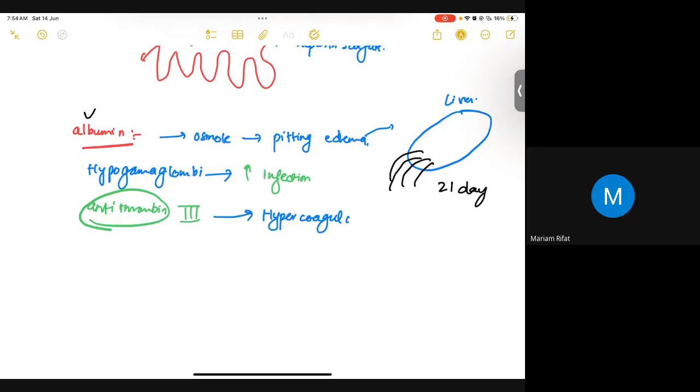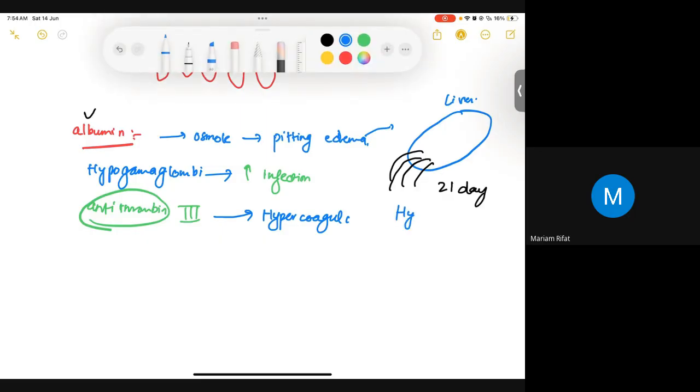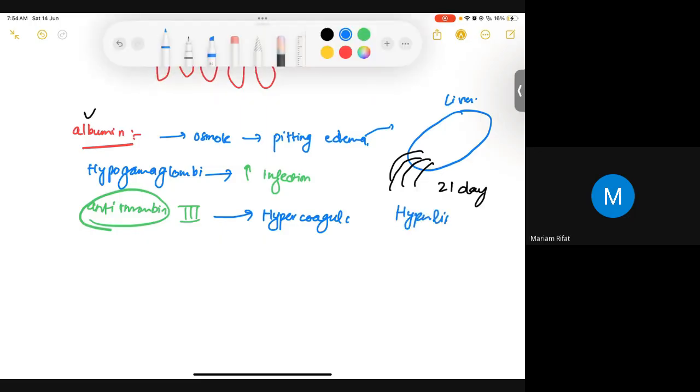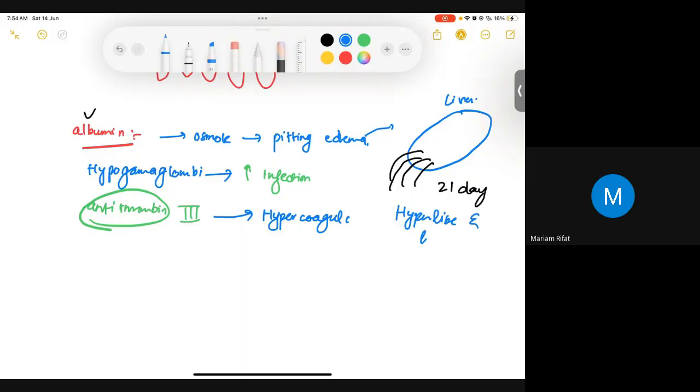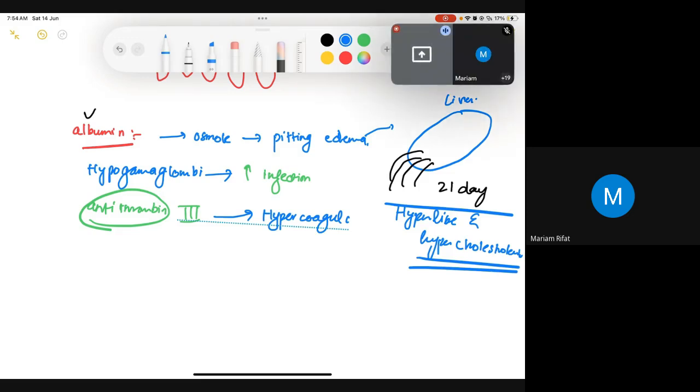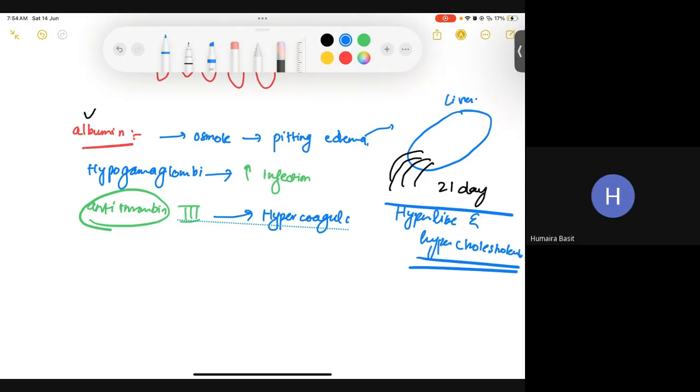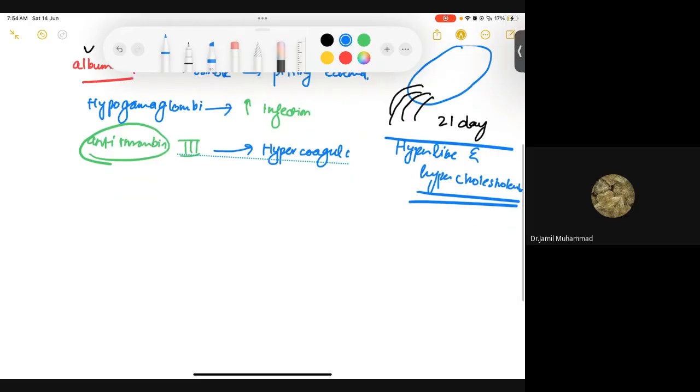So in nephrotic syndrome, won't we be seeing hyperlipidemia and hypercholesterolemia? Am I right? Hello? Hello? Yes, you're right. Yes. Okay. Please just do participate, okay?